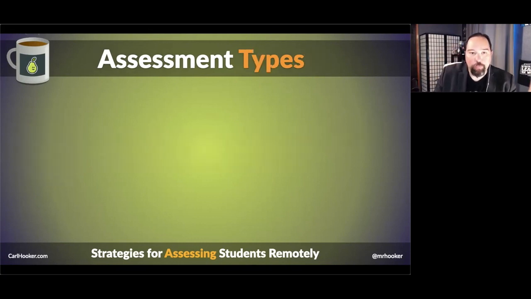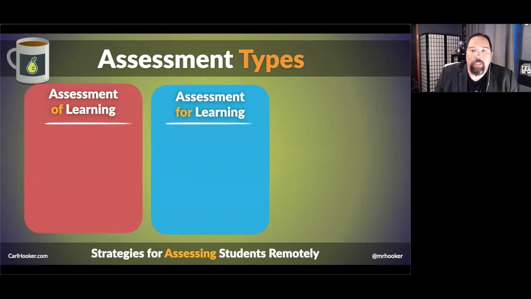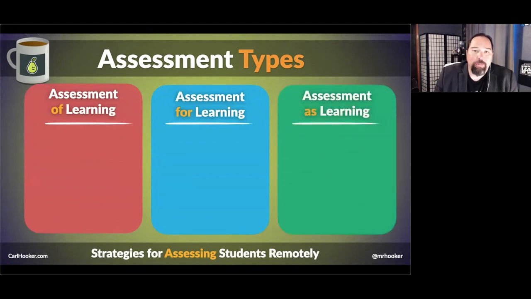Now, there are 3 main assessment types, and we'll use these to kind of guide our conversations today. The first one is assessment of learning. The second one is assessment for learning. And the third one, assessment as learning. Now, I'll start out by saying that there's no right or wrong with any of these types, and all of these have a particular place in the everyday classroom, whether it be remote, in person, or hybrid. But it'd be good to define these.